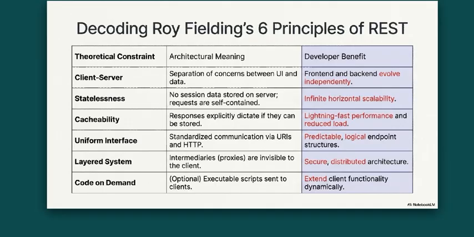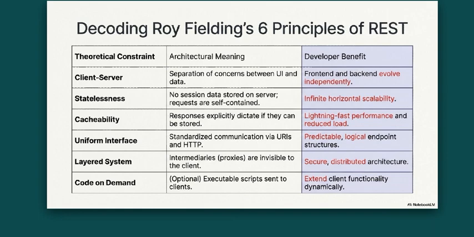It has, and he defined 6 specific principles of REST. If an API follows these 6 rules, it's considered RESTful. And what the blueprint demonstrates so clearly is that understanding these 6 rules is basically the prerequisite for understanding the physics of modern web architecture. Absolutely. So let's put these rules under the microscope, because the source document explicitly maps out the theoretical constraint, what it actually means for the architecture, and the tangible benefit for the developers building the apps.